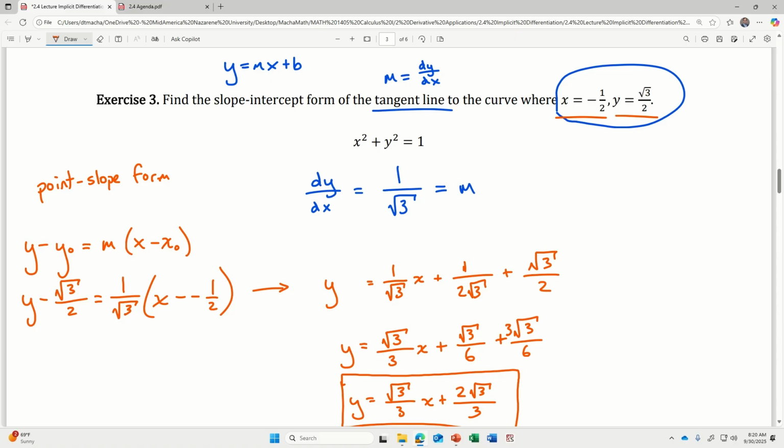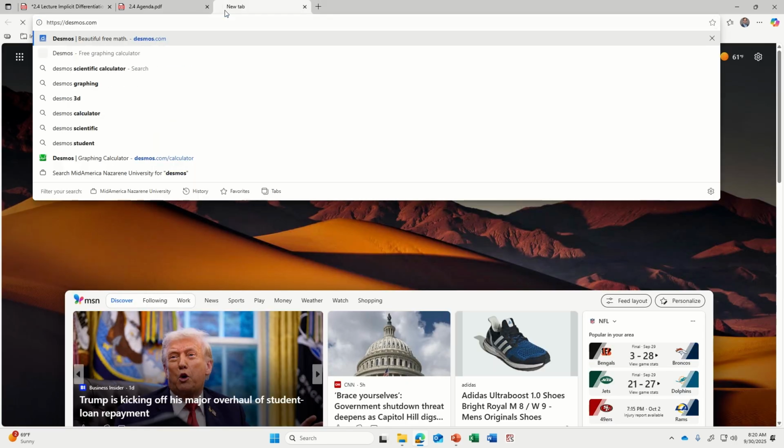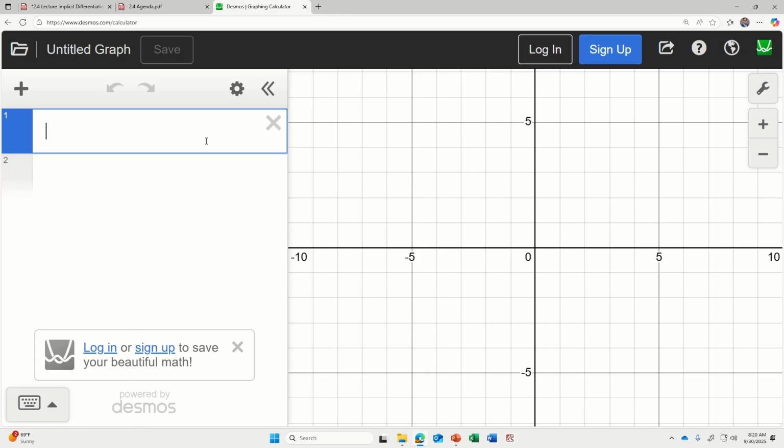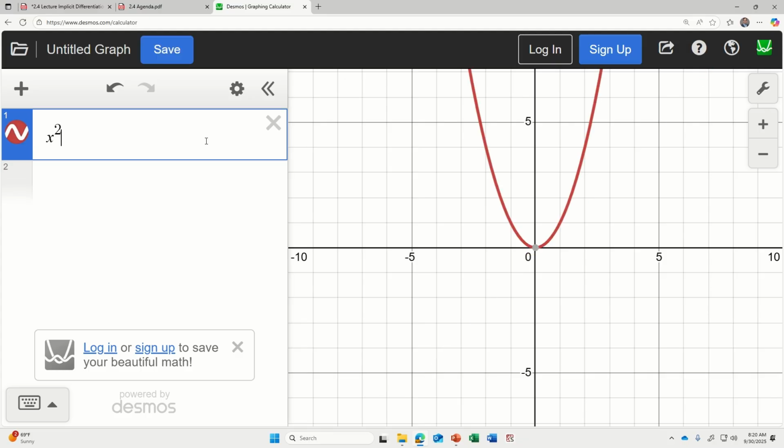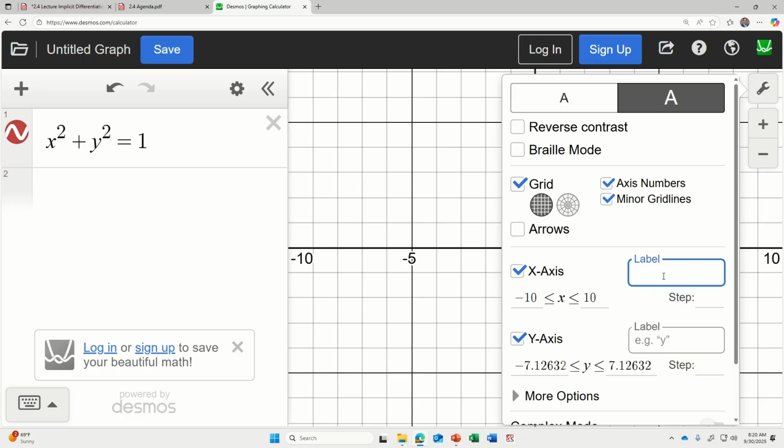So let's take a look and see how we did. When I plot x squared plus y squared equals 1 on Desmos, I get a circle.